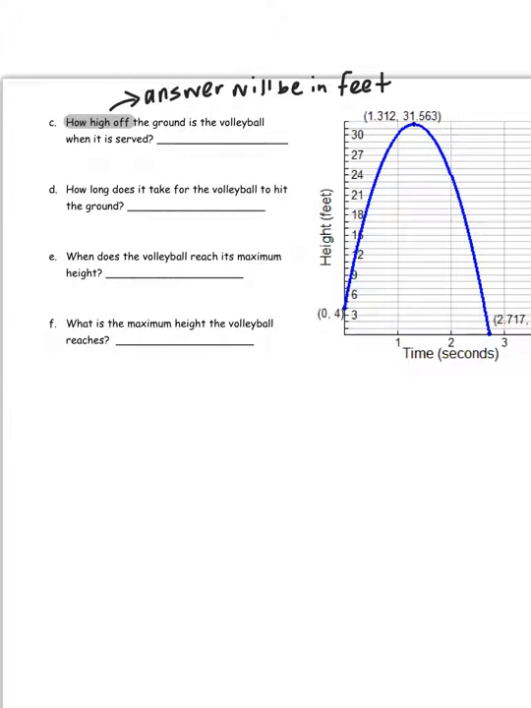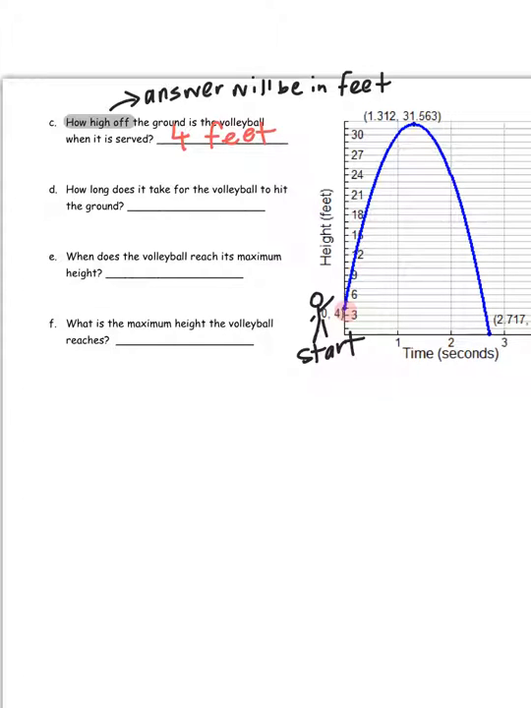Remember, in our previous image, we drew a stick figure right here, because this is the start. This is when the volleyball is served, right? So how high, when the game starts, what is the y-coordinate at that point? And the answer to that is 4 feet.